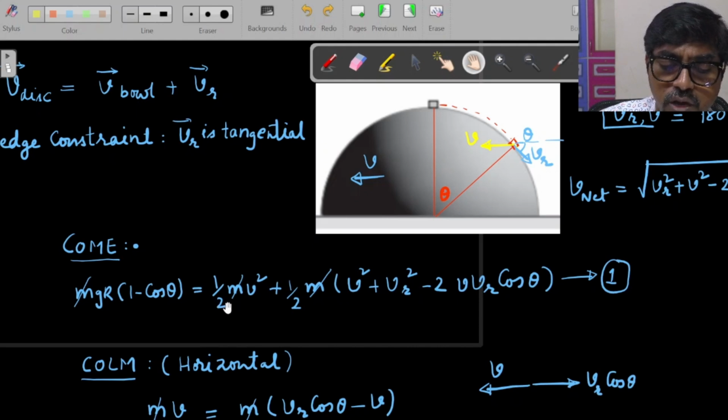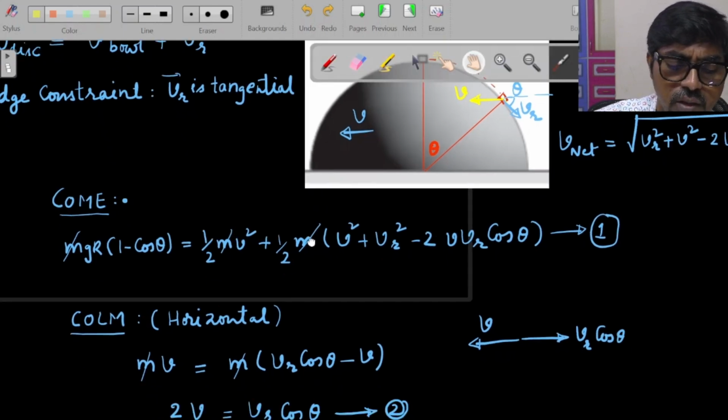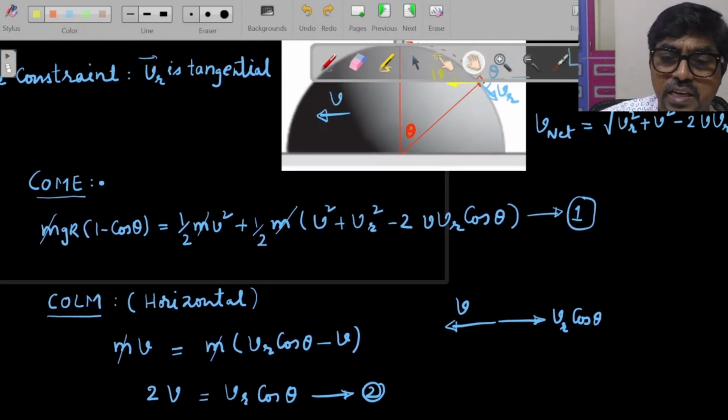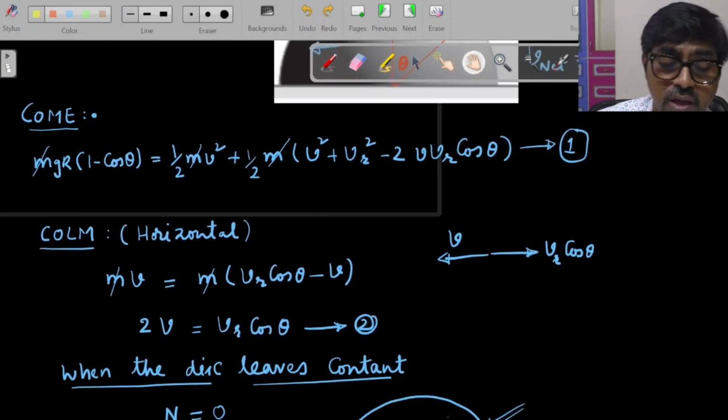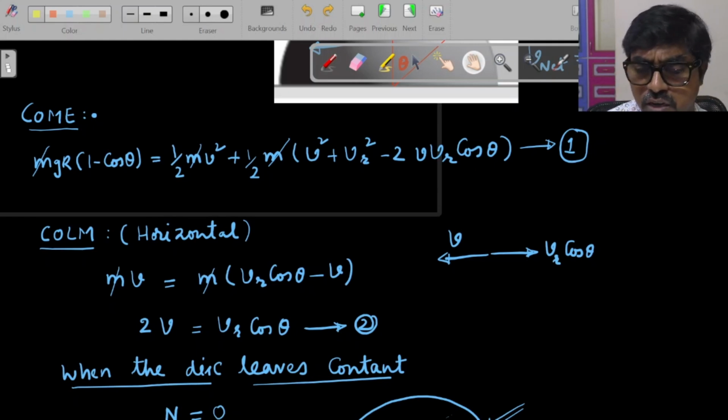The first term, half mv square, is the kinetic energy of the bowl. The second term, that big expression, is the kinetic energy of the disc, because you have two velocity vectors to be added vectorially. So conservation of mechanical energy we have used, equation 1. The next one you can use is conservation of linear momentum. Of course, in the vertical direction we cannot use conservation of linear momentum, because there are external forces, gravity and the normal reaction from the floor, and they are not balanced.